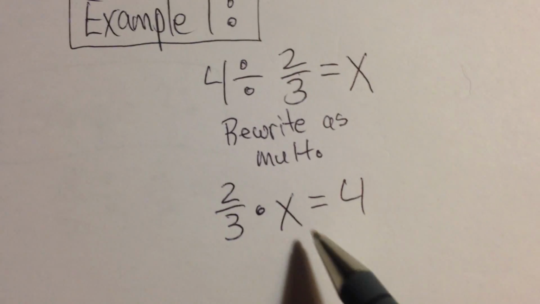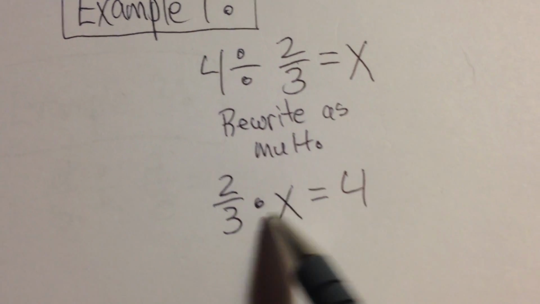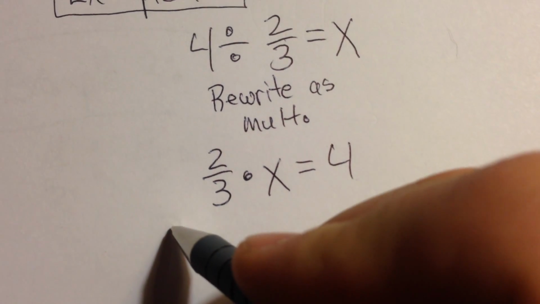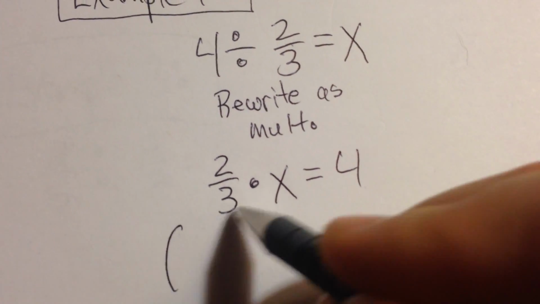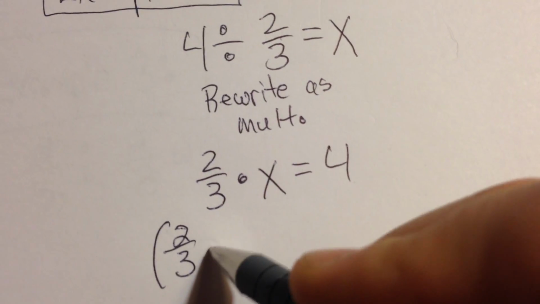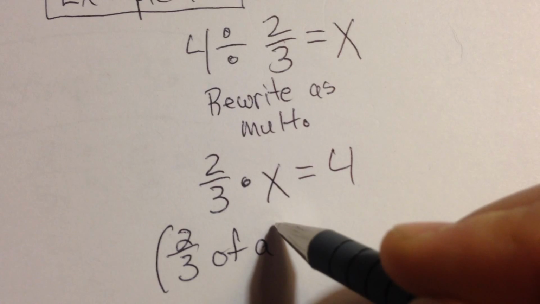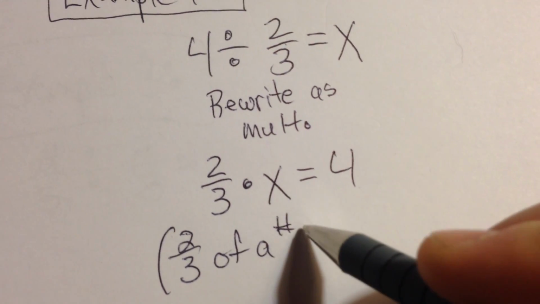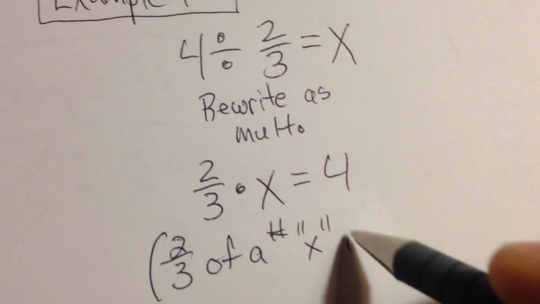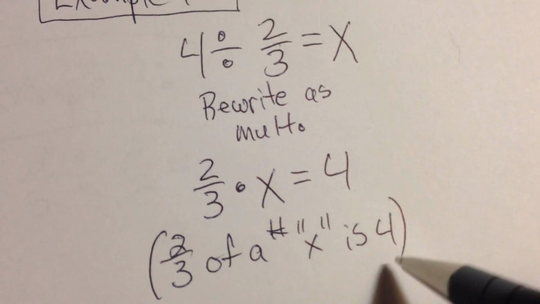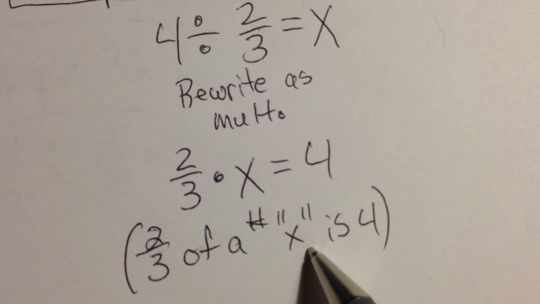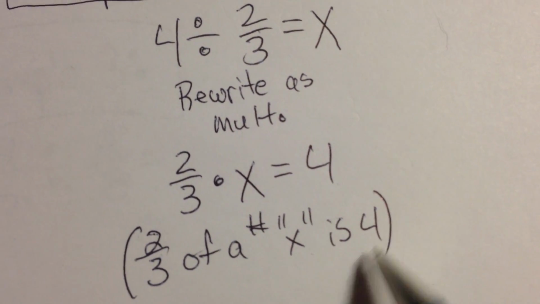So what we try to teach the kids now is to interpret what this means. Just a quick interpretation of this, and I'll put it below it in parentheses. When you think about this, what this actually says is that 2/3 of a number, which is unknown, x, is 4. So I have 2/3 of some unknown value, and I have 4.